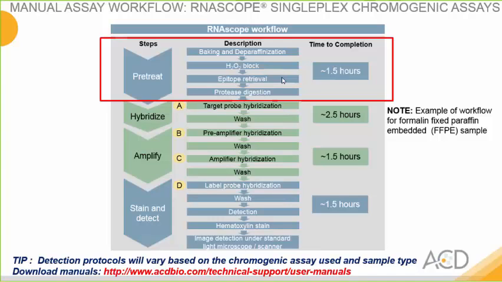And the step is to remove the cross-linking introduced by the fixative. And the protease digestion step, and this is similar to IHC, is to permeabilize the cell and allow probe and amplifier access. So we can look at 2 examples here.